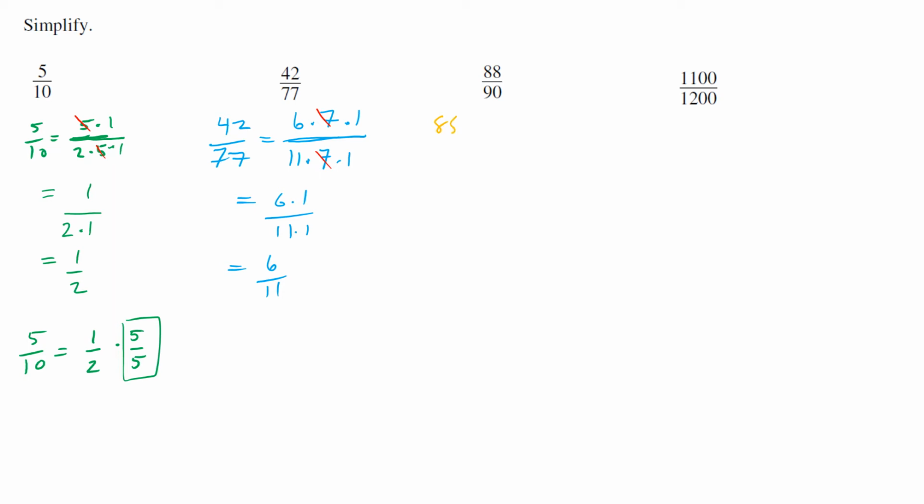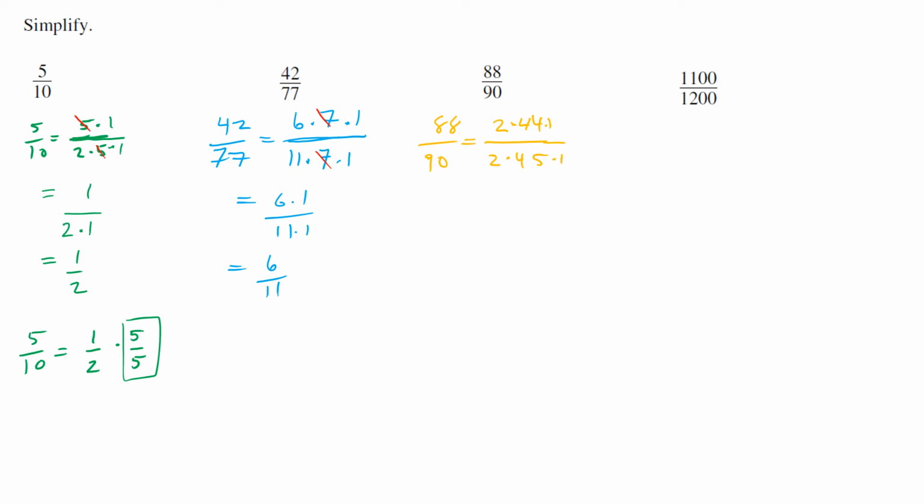So 88 over 90. Let's see. So 88, that's 8 and 11, but neither 8 nor 11 go into 90. And 90, well, 9 and 10 would work, but those don't share anything either. However, I see that they're both even. So let's try taking a 2 out first. So if I do 2 times 44, that's still my 88. And 2 times 45, that's still my 90. And again, we'll put in our 1s here so we don't forget.